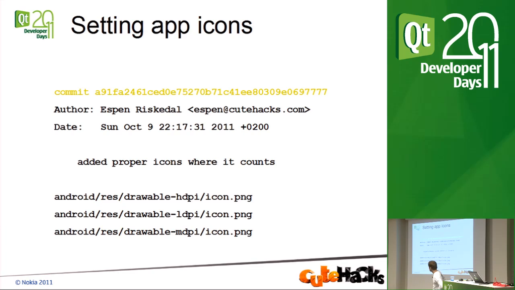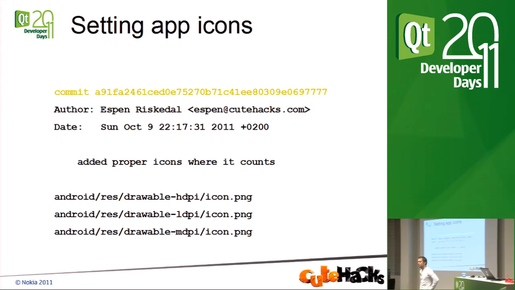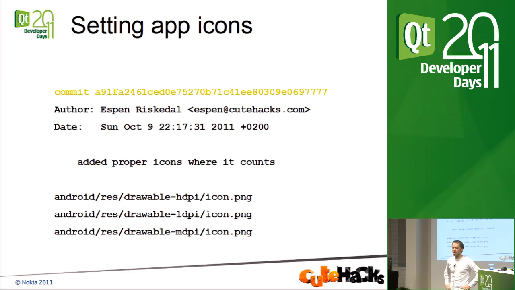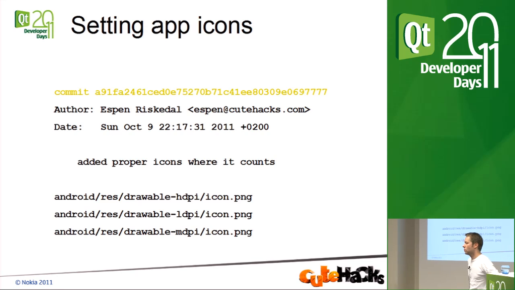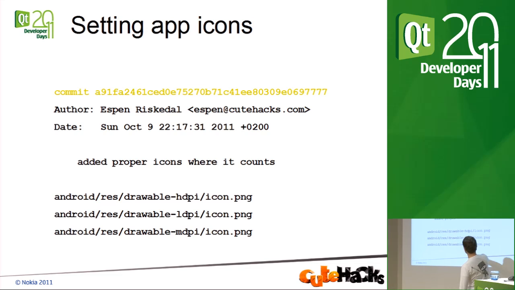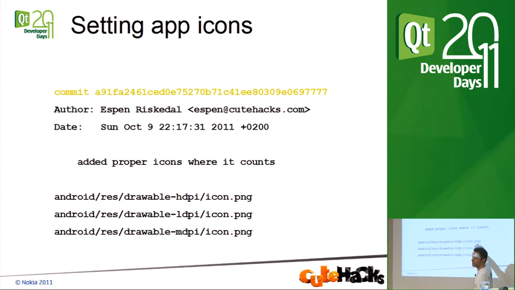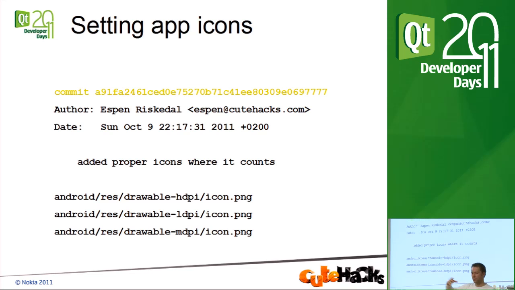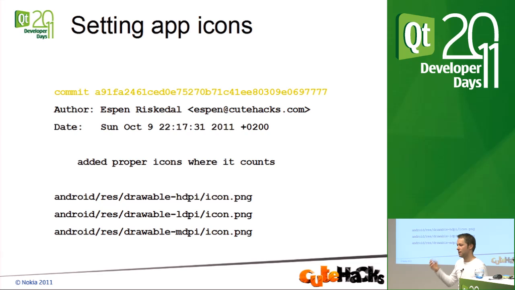Yes, this is just an actual commit. In Necessitas, or the Qt Creator version, you can set the app icons. And in Android world, you have different resolution modes. You have high DPI, medium DPI, and low DPI. And the app icons need to follow certain sizes. So you just take your Symbian silhouette SVG and save it 3 times in 3 different resolutions. And then you add it to the project.